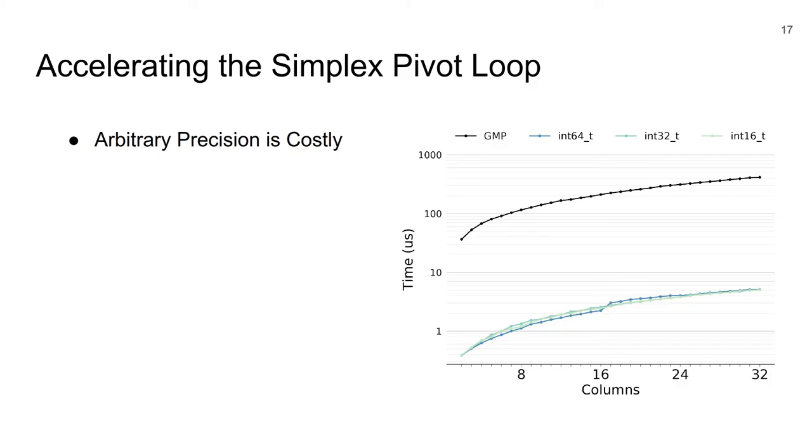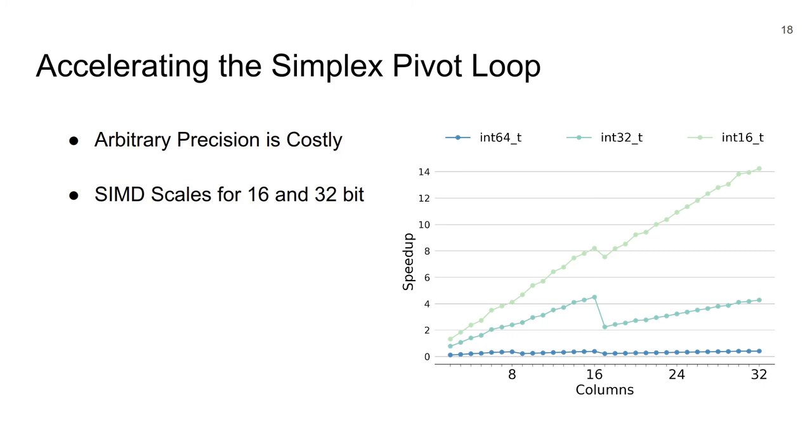Now let's see if our work actually improves performance. For this, we look into two parts. First, we check the actual core simplex pivot loop. If we compare 16, 32 and 64-bit native operations with GMP's arbitrary precision arithmetic, we observe a huge benefit only by using fixed-size computations. We also observe that the use of 16 or 32-bit vector instructions scales well. If we have more columns, we get very notable speedups. For 64-bit, that's not the case because, again, overflow checking is expensive.